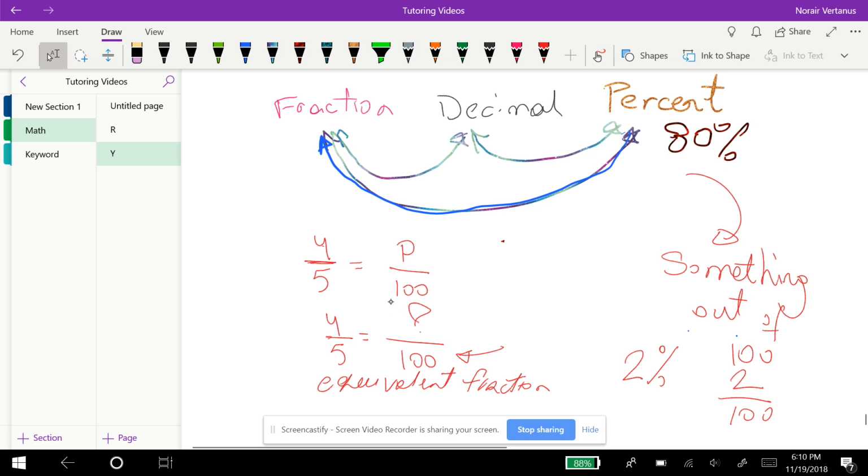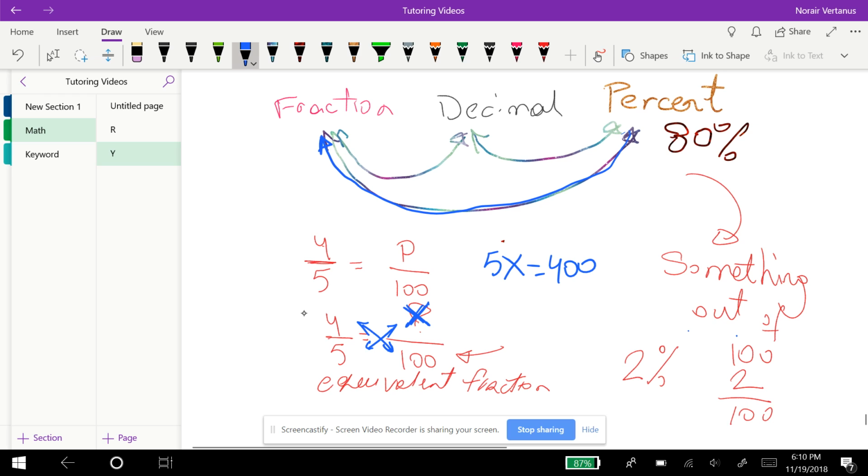So we want to know what this is. We do cross multiplication here. Let's say this is x, right? Instead of unknown, it's x. So do cross multiplication. That's one method. 5 times x is 5x. This times this is equal to this times this, which is 4 times 100, 400.